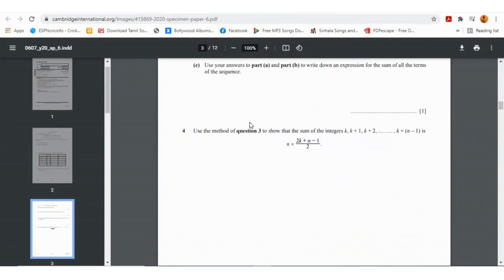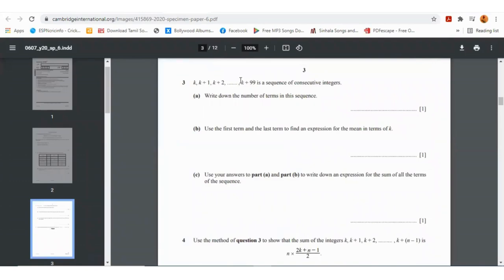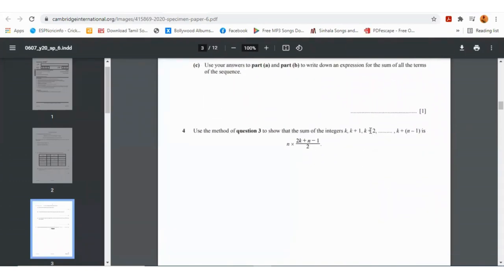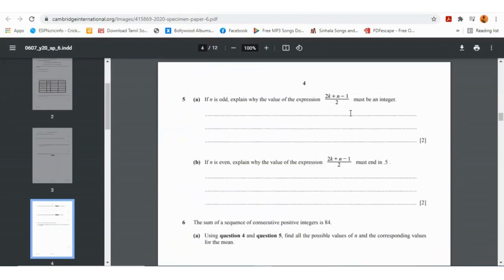And then it continues. So they change that slightly in part 4. See, now the above part changes to k plus n minus 1. Here it was k plus 99. Here it goes to k plus n minus 1. And then they ask, can you show that it comes to this? So you can see it's a continual set of explanations and questions.